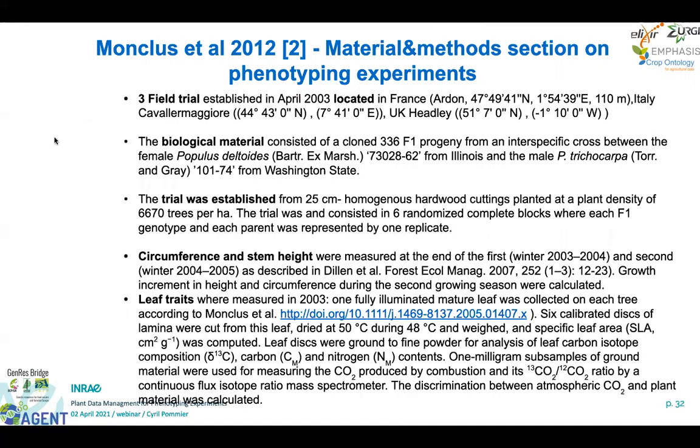The Monclus et al. dataset is about 3 field trials located in 3 locations: France, Italy, UK. The biological material are more than 300 genetic resources, accessions. There is a good description of how the trial was established, the cultural practice applied to set up the trial. And finally, once again, the methodology of measure, the phenotyping variables, are extensively described.